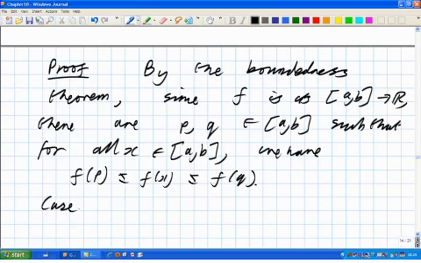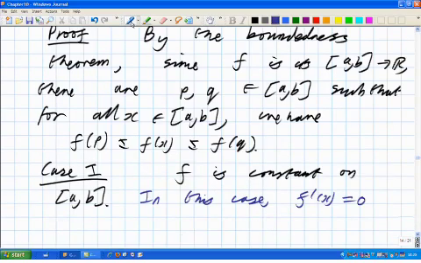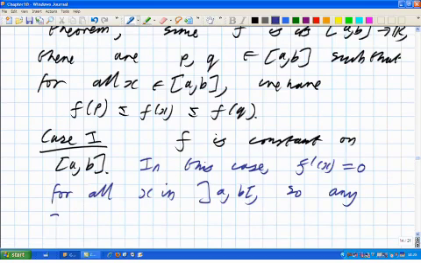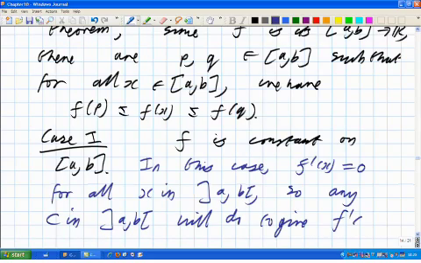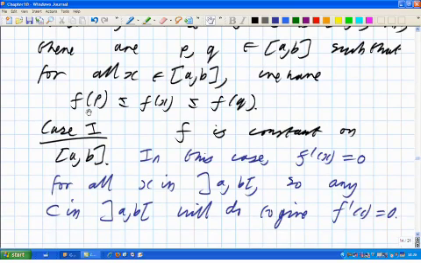So case 1 is that f is constant. In this case, any C in the open interval will do. So f prime of x is equal to naught for all x in the open interval. So any c in the open interval will do. Right. Well, that's a very, very special case. But in any other case, f of P will be less than f of Q.